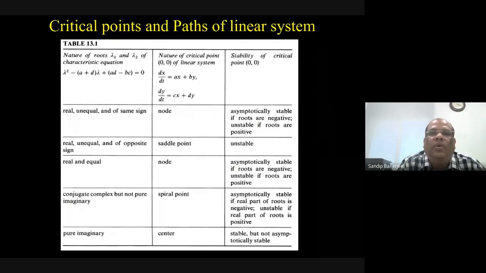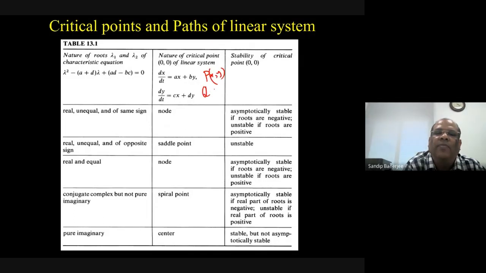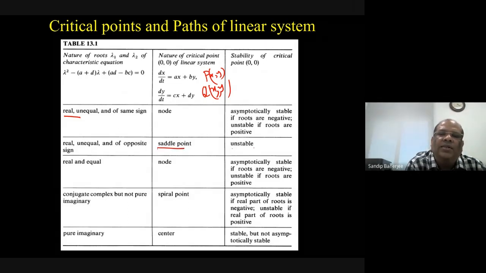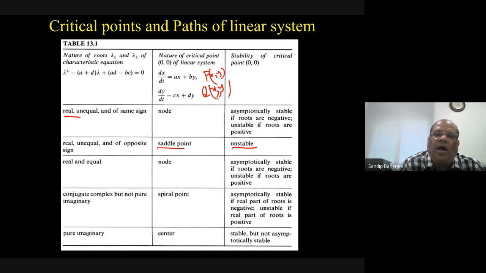Next comes stability of linear systems. Given a dynamical system P(x, y) and Q(x, y), you first linearize the terms. That is, you only keep the linear terms, as you can see, ax plus by and cx plus dy. And you find the eigenvalues, basically the roots of this characteristic equation. Once you get the roots, you see whether they are real and unequal. If both the roots are negative, you say the system is asymptotically stable. If one of them is positive and one negative, you get a saddle point, which is an unstable case. And if both of them are positive, they are unstable.